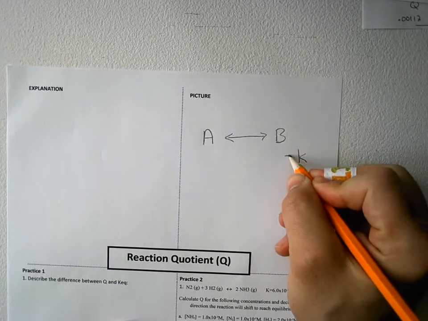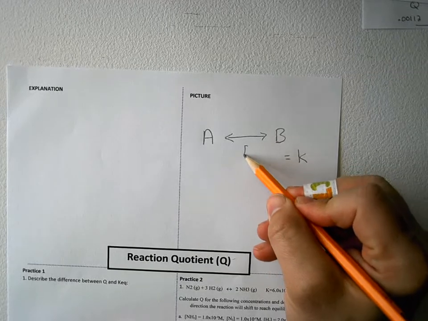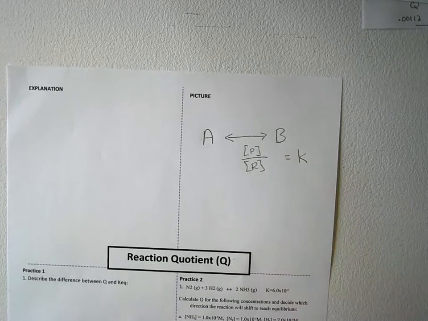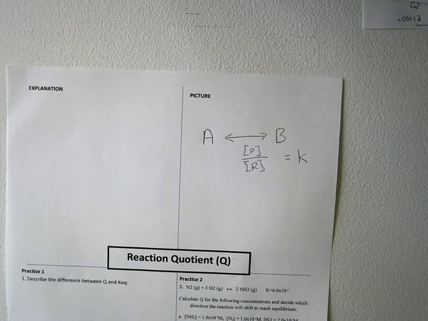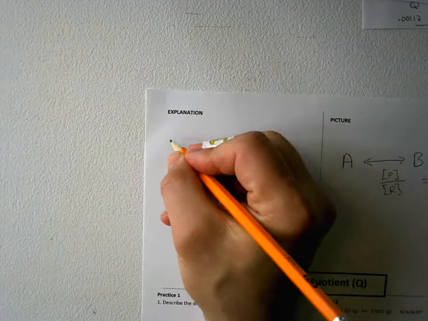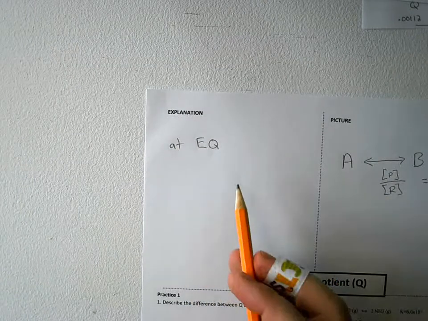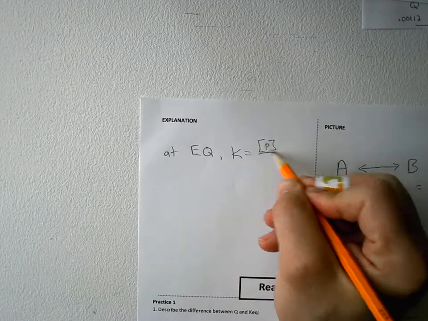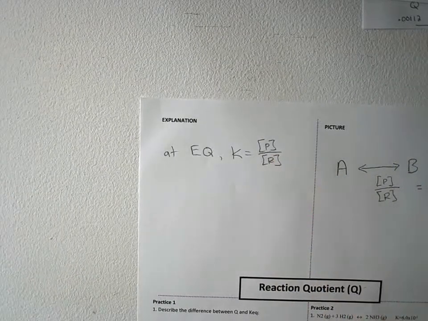And then K is equal to, and I'm going to set K over here so I can focus on the new thing in a minute. So K is equal to the concentration of products divided by the concentration of the reactants. So now K is the concentration of products to reactants at equilibrium. So at equilibrium, and I usually abbreviate that EQ, at equilibrium, K is equal to the concentration of products divided by the concentration of reactants. So it just tells us how much products versus reactants we have at an equilibrium.